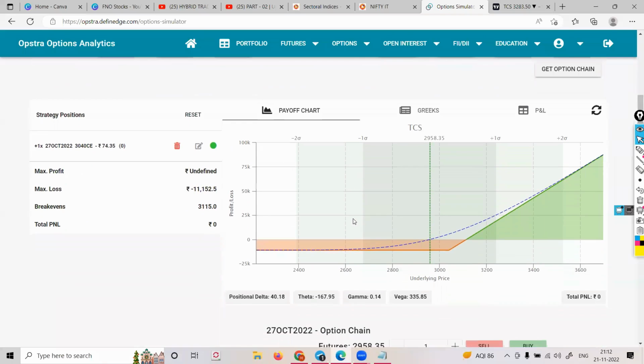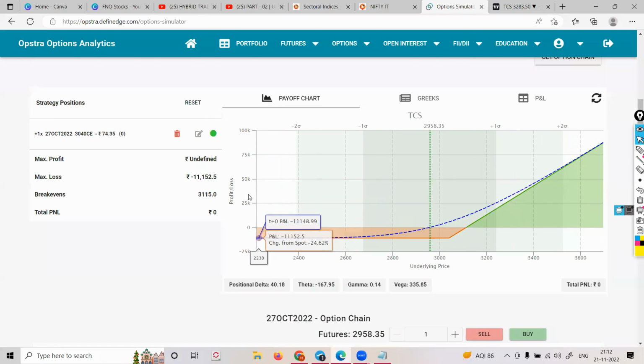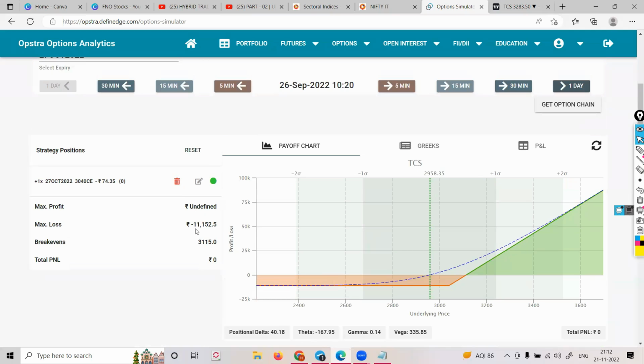Okay. Naked buying. Now, when I do the naked buying, your loss is 11,152. Okay, and your profit is undefined, but we never look at the undefined. Stay with me, do not come to any conclusion. I'll start from basics, and then I'll connect all the dots, I mean, how to combine all the strategies. Simple. So what I'll do, your loss is 11,152.